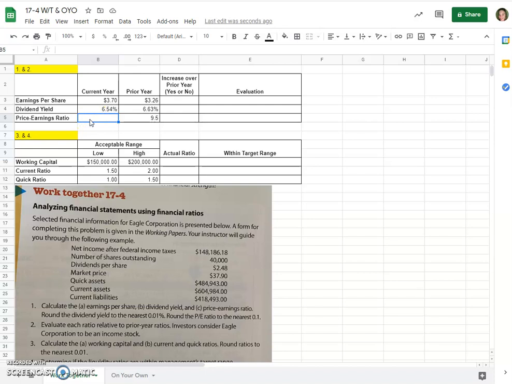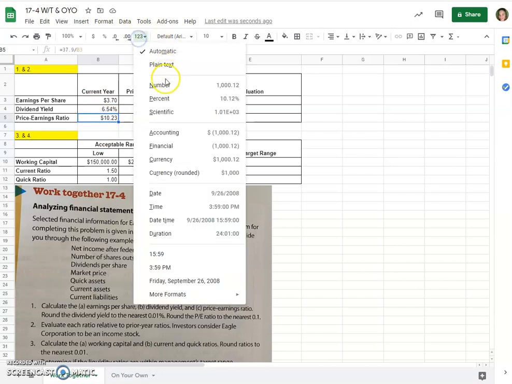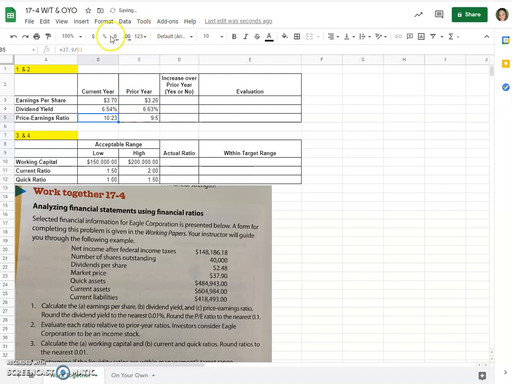And finally, the price earnings ratio. This one is market price per share divided by earnings per share. So it equals market price 37.90 divided by earnings per share, which we just calculated, gives us 10.2. I don't really want that formatted in dollars, actually. We'll go like that. 10.2.